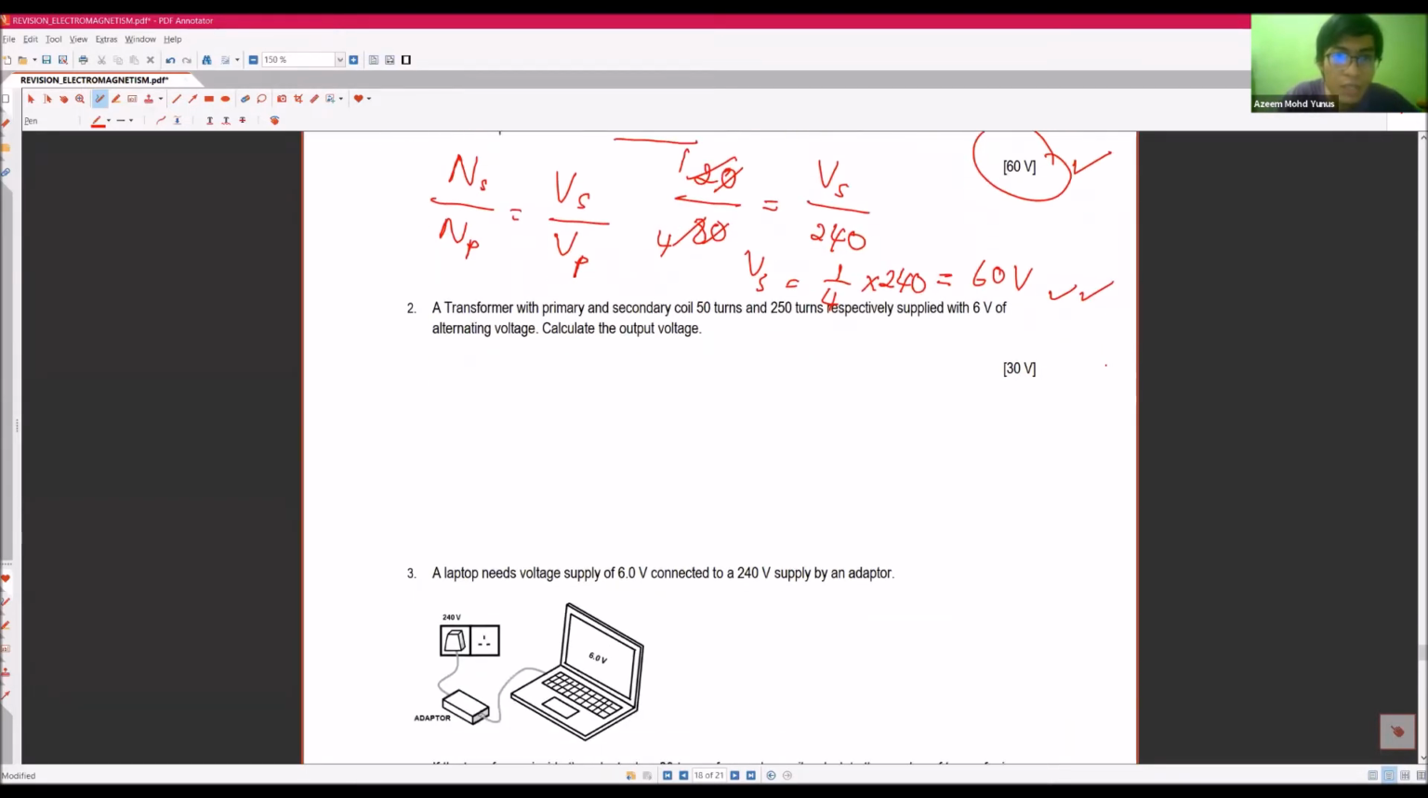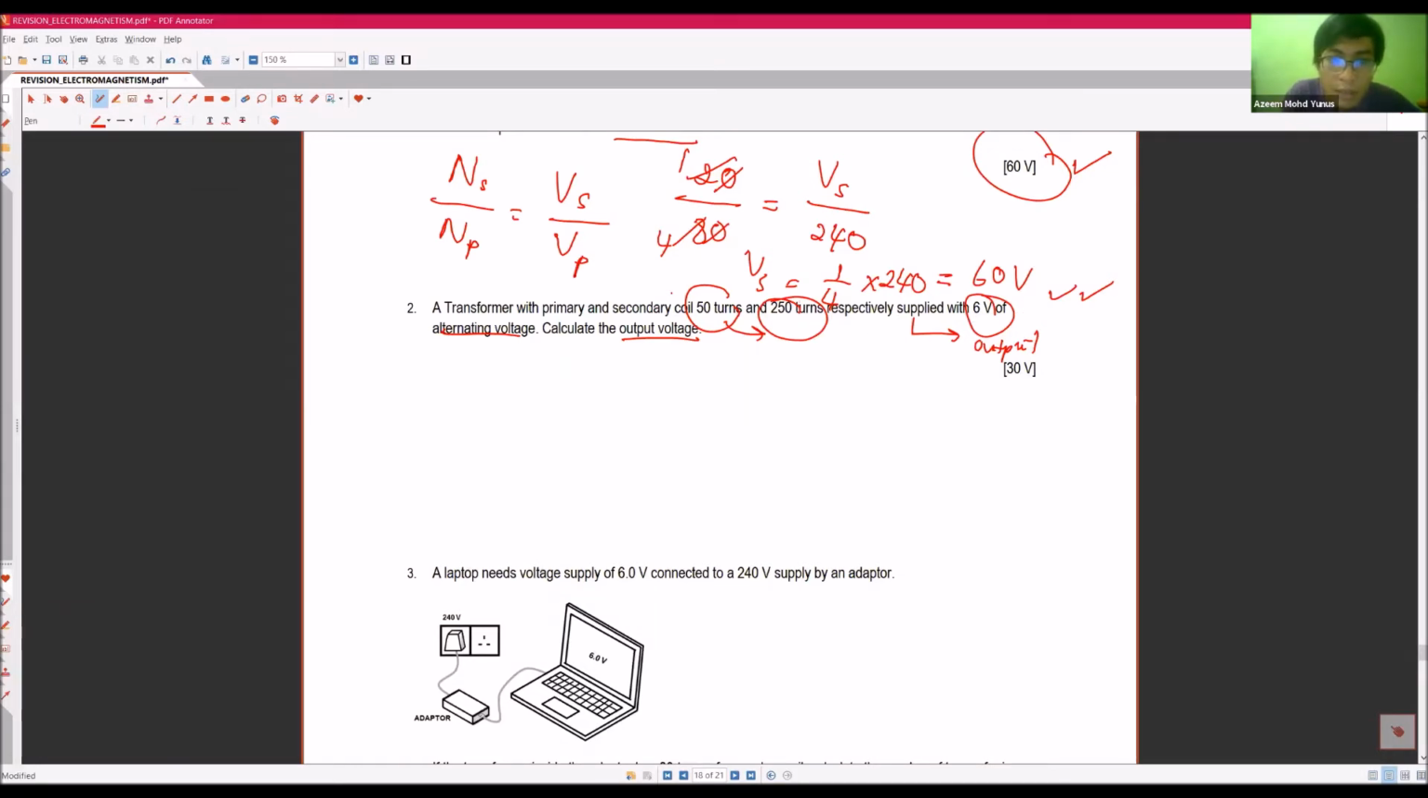Okay, number 2, a transformer with primary and secondary coil of 50 and 250 turns respectively is supplied with 6 volts of alternating voltage. So this is step up. Supply means that it is the input, not the output or secondary. Calculate the output voltage. Again, this is not correct, the question.